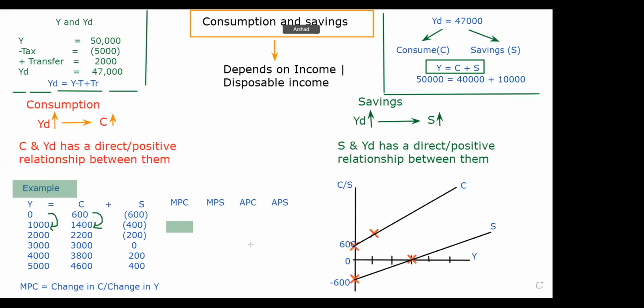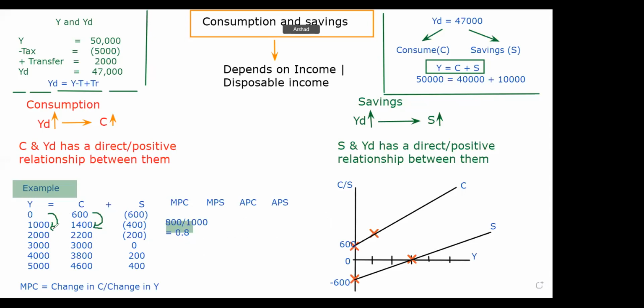MPC is change in consumption divided by change in income. Our consumption is increasing by how much? What is our change in consumption? For 600 is becoming 1400. Right, so change in consumption is 800. Okay, 800. What is our change in income? Zero is becoming 1000. So change in income is 1000. 800 divided by 1000, how much do we get? 0.8. Okay, 0.8.